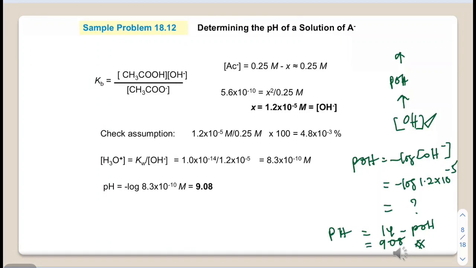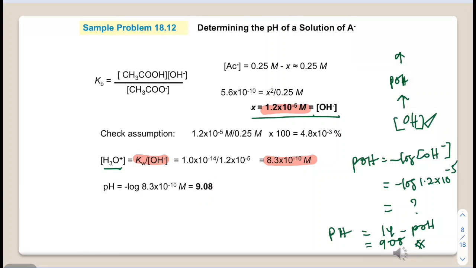If we look at the answer that is given here, after we get the hydroxide ion's concentration, we can calculate the concentration of the H3O plus. This is the second method to get the pH. From the concentration of the hydroxide, we calculate the concentration of the H3O plus by using this equation, Kw over the concentration of the hydroxide that has been calculated here. Then we get the H3O plus concentration is equal to 8.3 times 10 power of negative 10. From this value, we calculate the pH, which is negative log of the H plus ion's concentration, and we get 9.08.